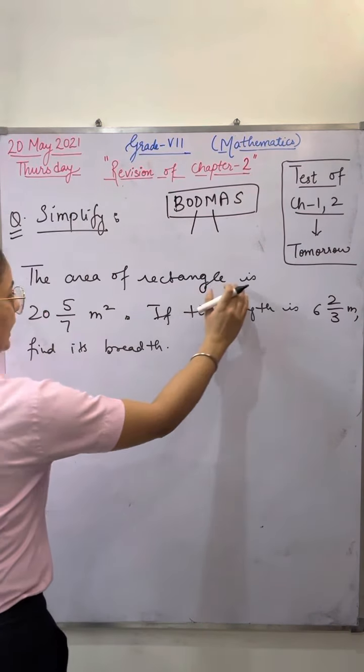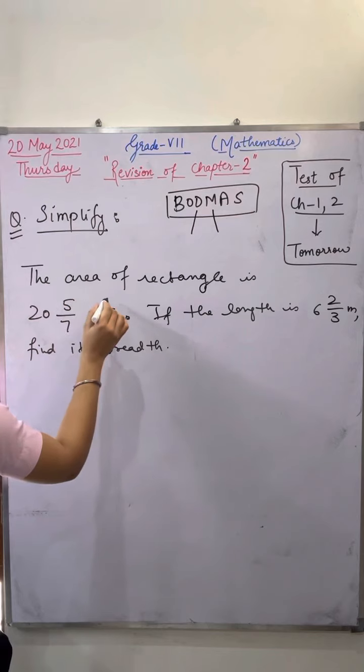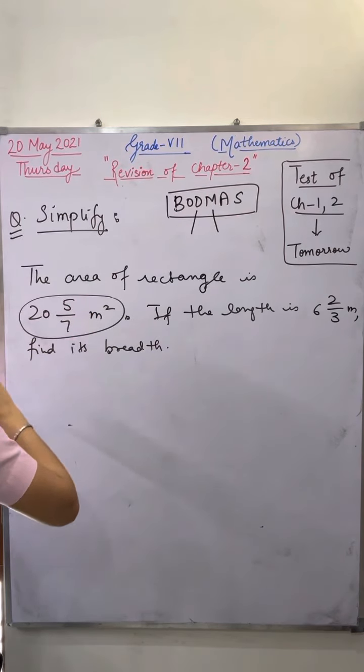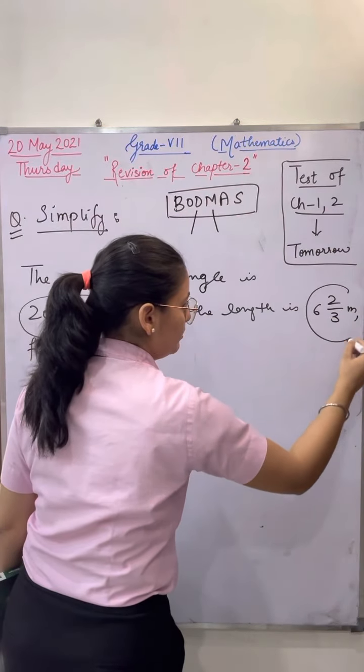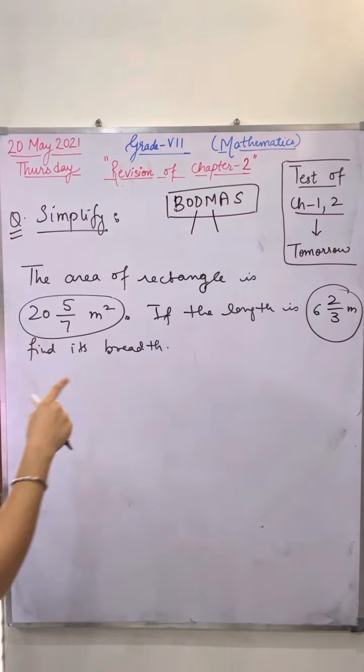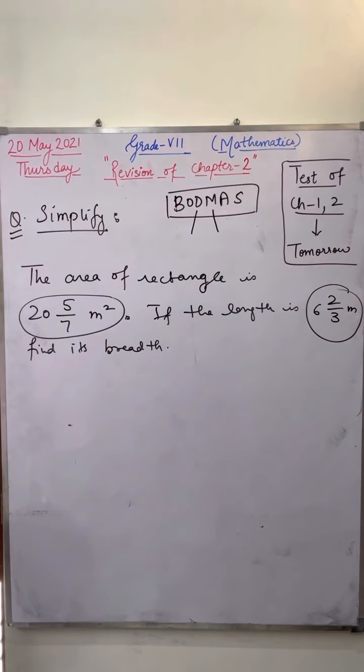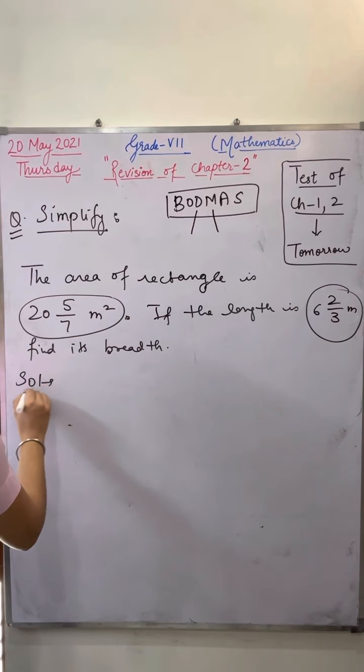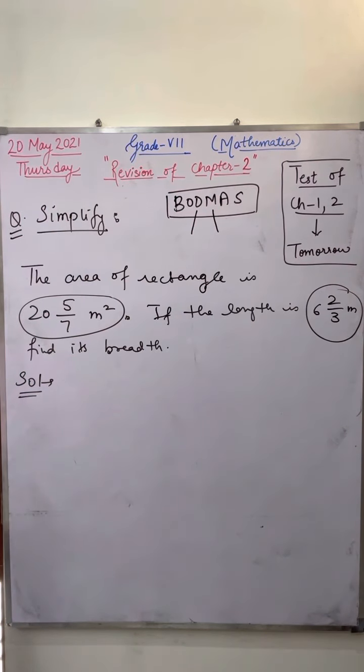The area of the rectangle is given, that is 25 by 7 meter square. If the length is 6 by 3 meter, then find the breadth. Find its breadth quickly. Yes, do this question. I am going to ask some students in the grade. Raise your hands, those who have solved.